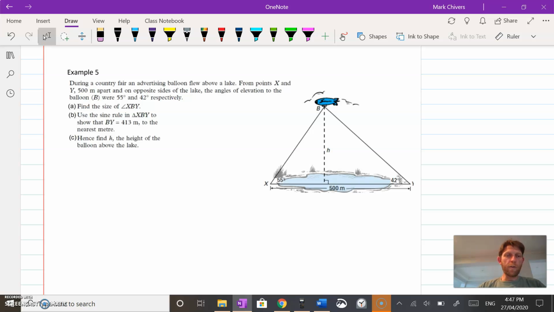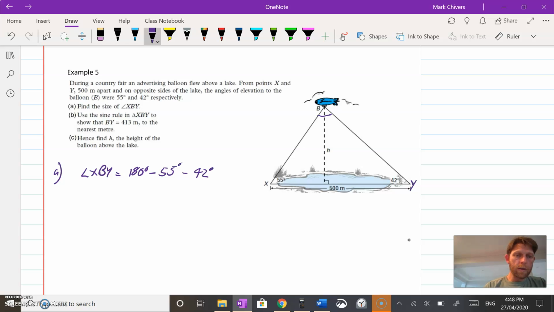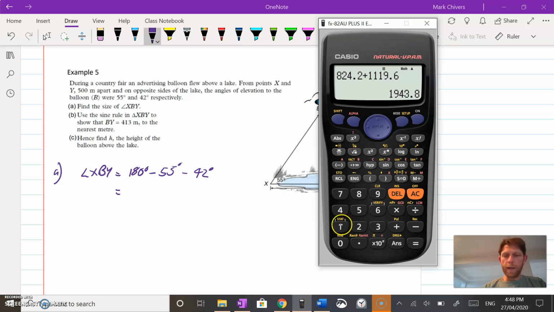So we want to find first the angle XBY. A little bit hard to see there, but that's Y there. So we first just want to find that angle in there. Well, that's just using the sum of angles in a triangle. So angle XBY is just going to be 180 degrees minus 55 degrees minus 42 degrees. Plug all of that into our calculator. 180 minus 55 minus 42 gets us 83 degrees.